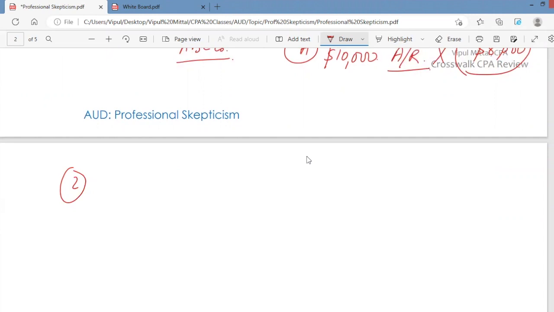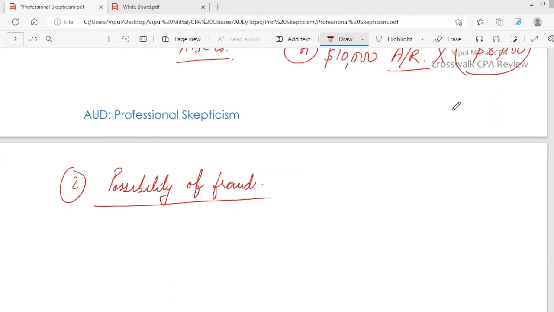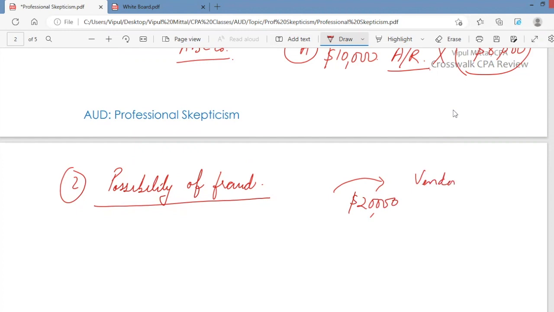You have to be alert to a possibility of fraud. So conditions that indicate a possible fraud, you have to be alert to such conditions. For example, the company made a payment of $20,000 to one of its vendors. But there is no corresponding purchase order, no corresponding invoice, no corresponding goods receiving report. This indicates a possible fraud. It is not that there is a fraud for sure, but it indicates a possible fraud. And you have to be alert to such conditions. This is what professional skepticism is.